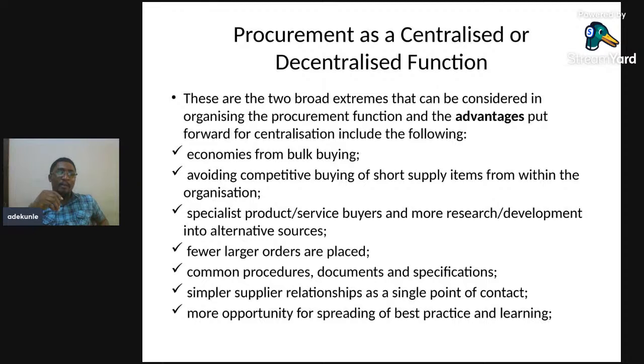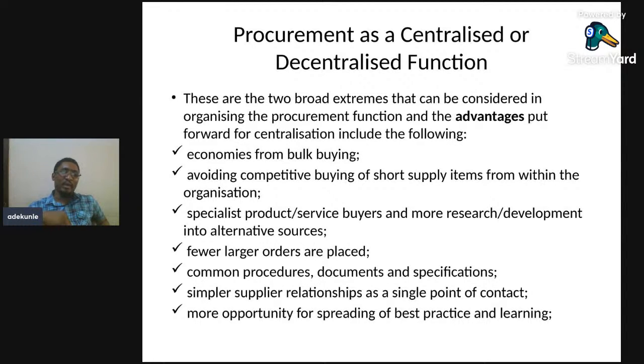Of course, when we talk about the advantage of centralization, like the word centralization, it means all the buying of the organization is centralized at the center. The decision is made at the center. The buying is made at the center. What to buy is decided at the center. Then, of course, you realize that if that is done, it comes with the following advantages.